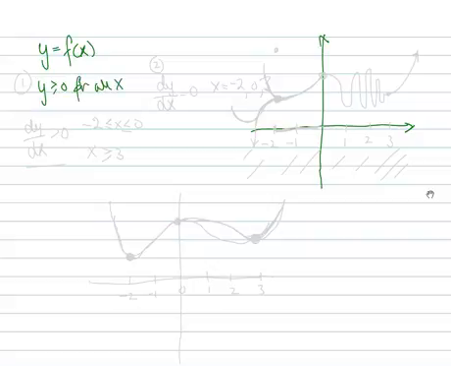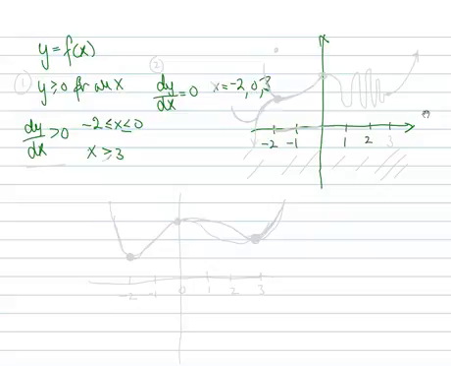We're told that dy dx is 0 when x is minus 2, 0, or 3. And we're told that dy dx is greater than 0 for two intervals, so from minus 2 to 0, and for x bigger than or equal to 3. Okay, so let's draw a little bit of a sketch here. So that's minus 2, minus 1, 1, 2, 3, and so on. And that might be enough to work with.